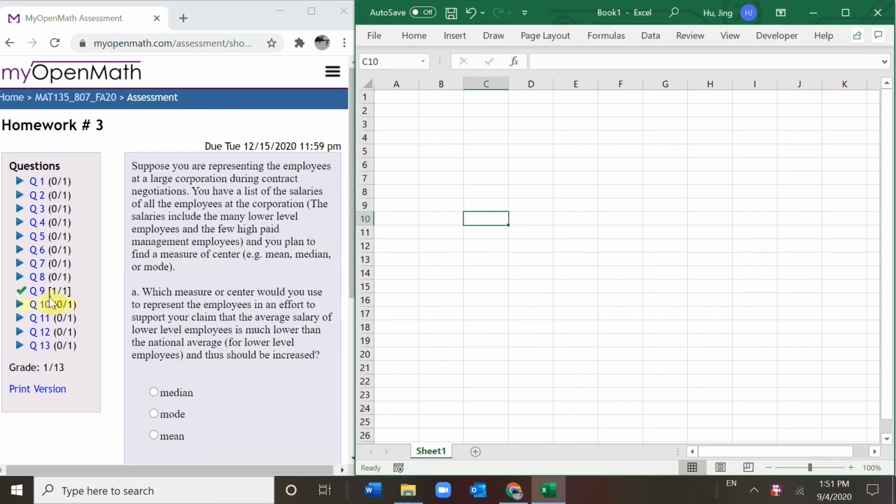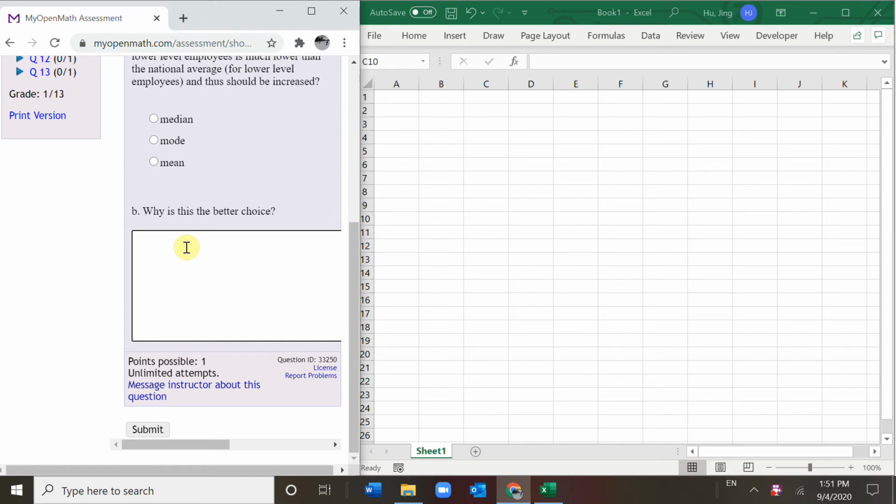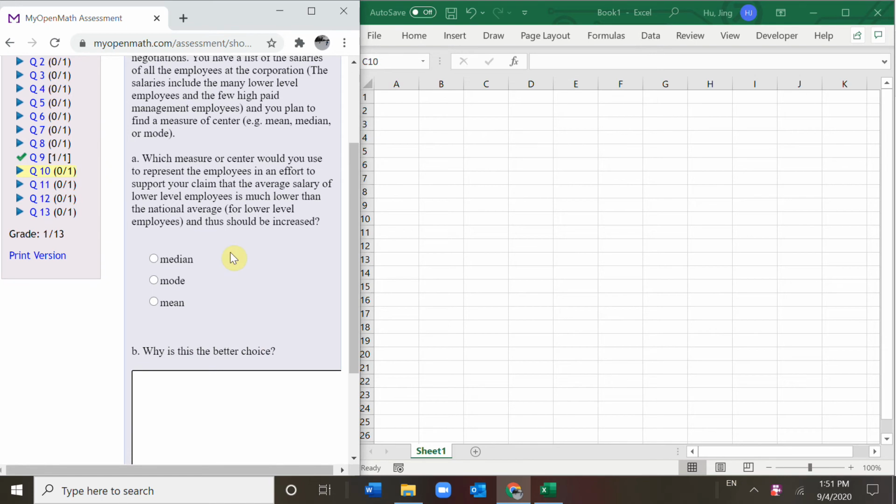Number 10 you do by yourself. This will not be graded because there is no answer stored in the system. So I will have a look at whether you explain it right or not, based on the definition of the median, mode, and the mean.